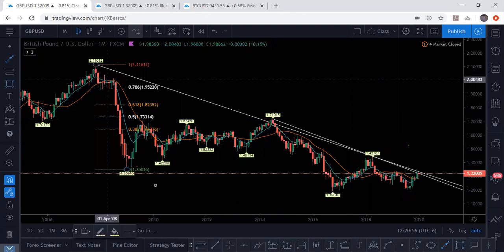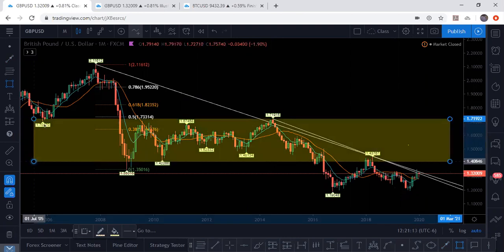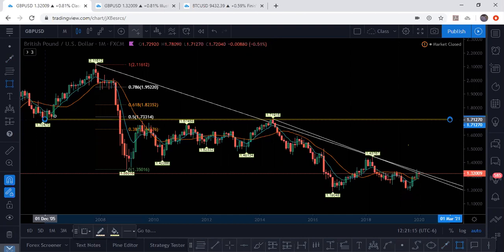Remember I said when it comes down, please go ahead. If you have a question, just let me know. I'll stop and then I'll answer your question. So this is where it pulled back to. Let me draw a little bit of a zone around there.